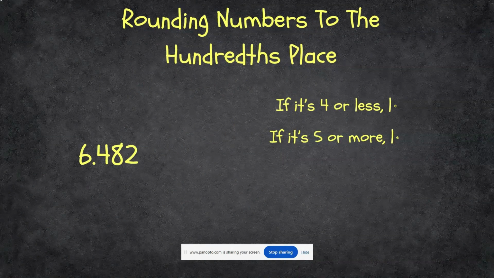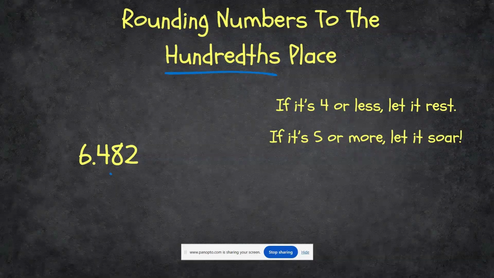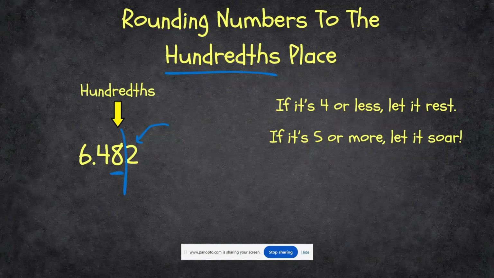All right, our first number that we're going to be looking at is 6 and 482 thousandths. So, just like last time, we want to find our rounding place, which is the hundredths. That's going to be the 8 right here in the middle. So, I'm going to underline it and then I'm going to draw my vertical line to separate it. Now, we're going to be looking at the place value directly to the right of our rounding place. That is going to be the thousandths. Our 2 is going to be in the thousandths place.